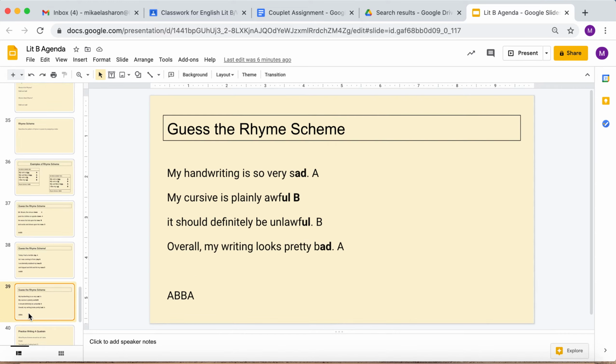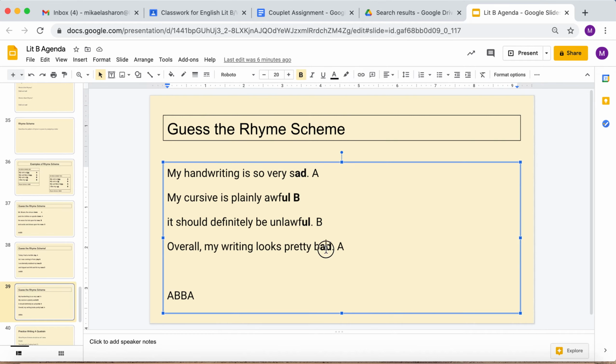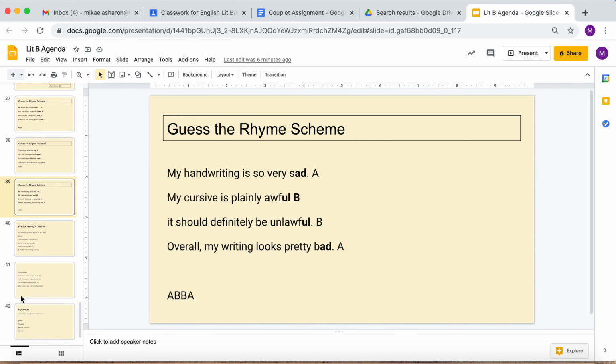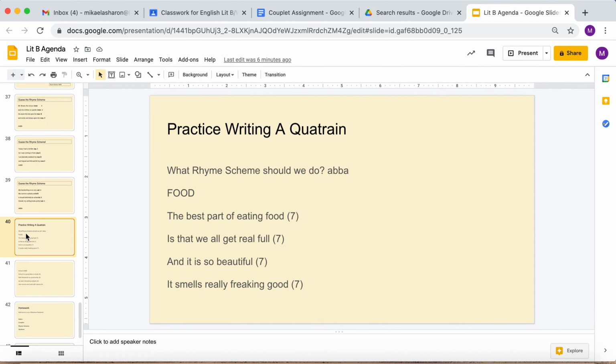All right, and then this last one, sad and bad rhyme, and full rhyme. So this one was different. So this one had the same sound as this one, so they're both A, and then the 2 middle lines have the same sound, so they're both B. So the rhyme scheme here is A, B, B, A.